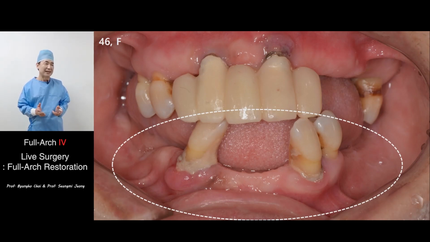Look at the remaining teeth. They had severe periodontitis. We decided to remove all the remaining teeth in the mandible. She wanted to get a fixed prosthesis using implants rather than an overdenture. And then we decided to do All-on-6 implant treatment.